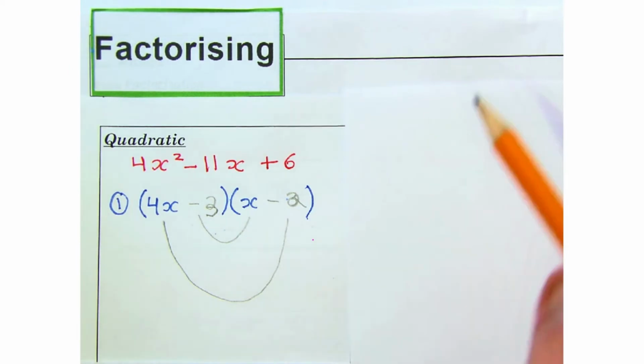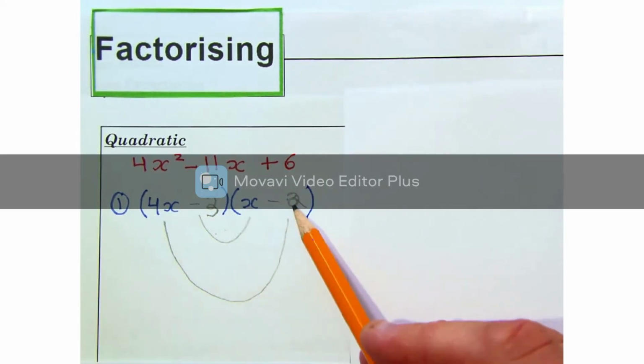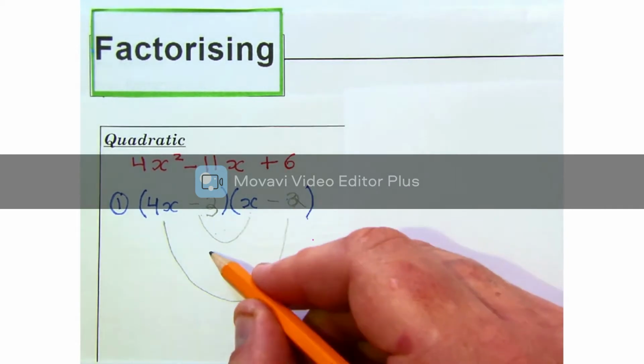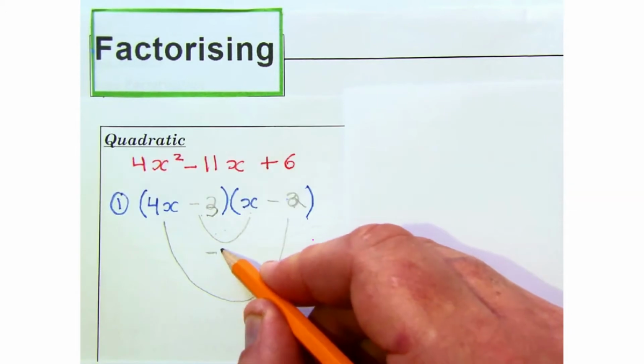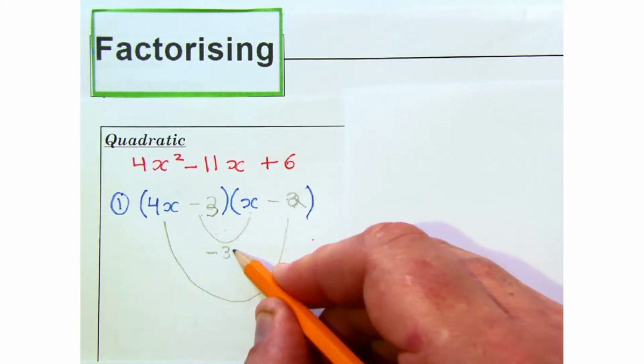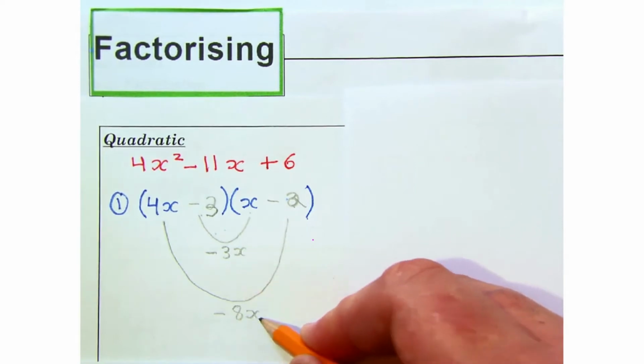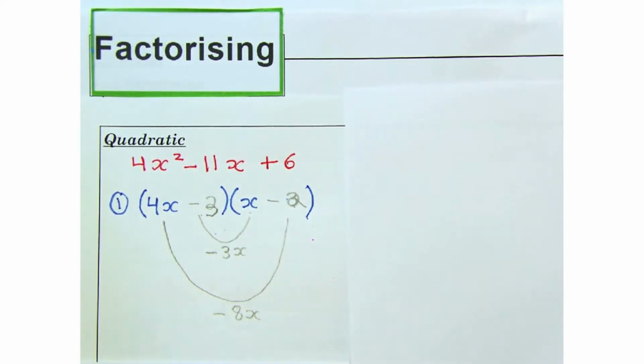Okay, now let's try it. We have 4x by minus 2, which is minus 8x. Minus 3 by x is minus 3x, and that's correct. Okay, so that's minus 3x, that's minus 8x, and they add up to the middle, which is minus 11x.